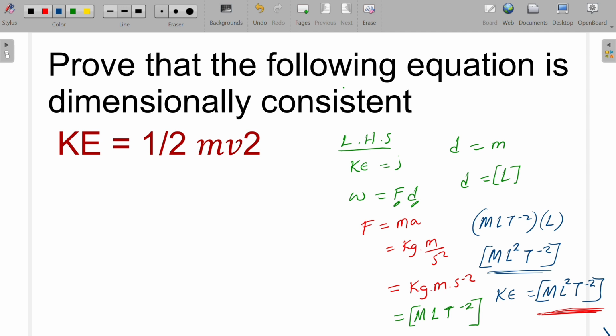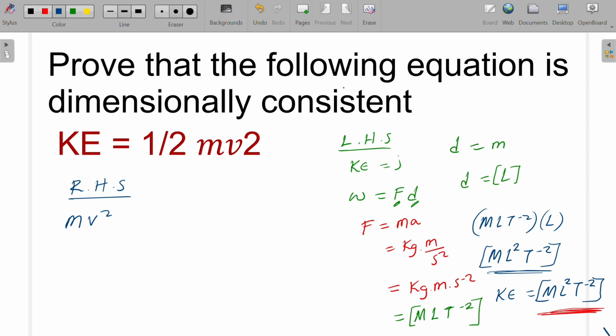Now, on the right-hand side, we are given mv². Half is a constant, so we don't consider constants in dimension analysis. Constants are numbers, so numbers are not considered. Functions like trig functions, cos, sine, all those are not considered under dimension analysis. So if you see a number, that's not considered, only physical quantities are considered here. So what we have is mv² on the right-hand side.